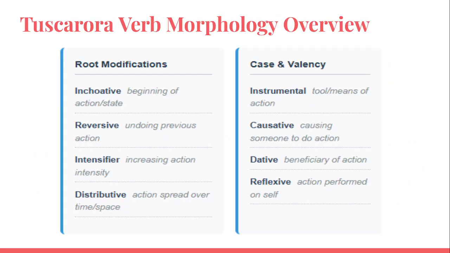And there's also this concept of case and valency. So I have seen these before the stem, after the stem. It really depends on how the Tuscarora word is constructed. But generally you will use one of these things, like dative, reflexive, causative, or instrumental. Like how did you get somewhere by this means? Like how did you get to school by bus? How did you get to outer space? I got there via spaceship. Or you wrote on a paper with a pencil.